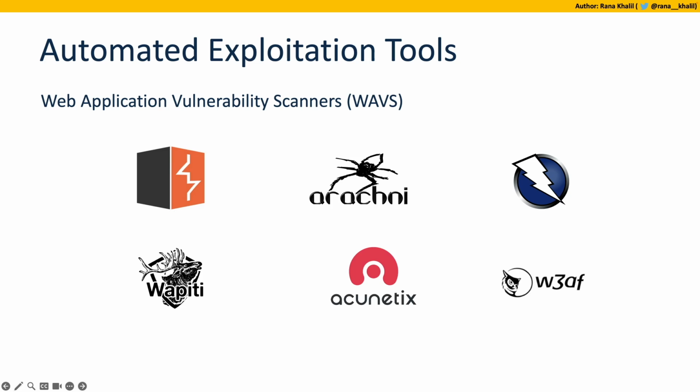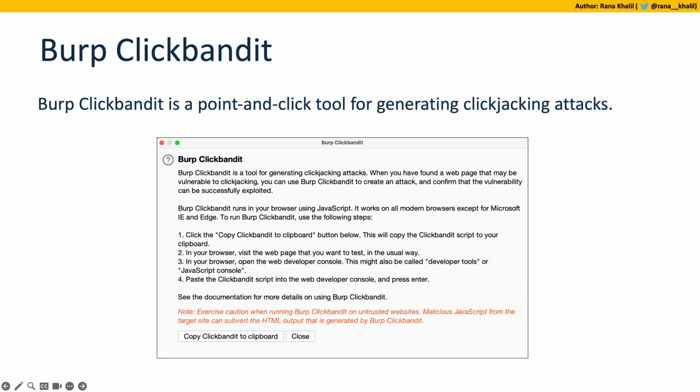I personally use Burp Suite Pro Scanner, which is paid. However, there are so many free and open source options out there that you could use. Now, the nice thing about Burp Suite Pro is that it has a feature called Burp Click Bandit, which is a point-and-click tool for generating clickjacking attacks. So remember the script that we saw in the past couple of slides? It'll automatically generate that for you, which I consider to be pretty neat.